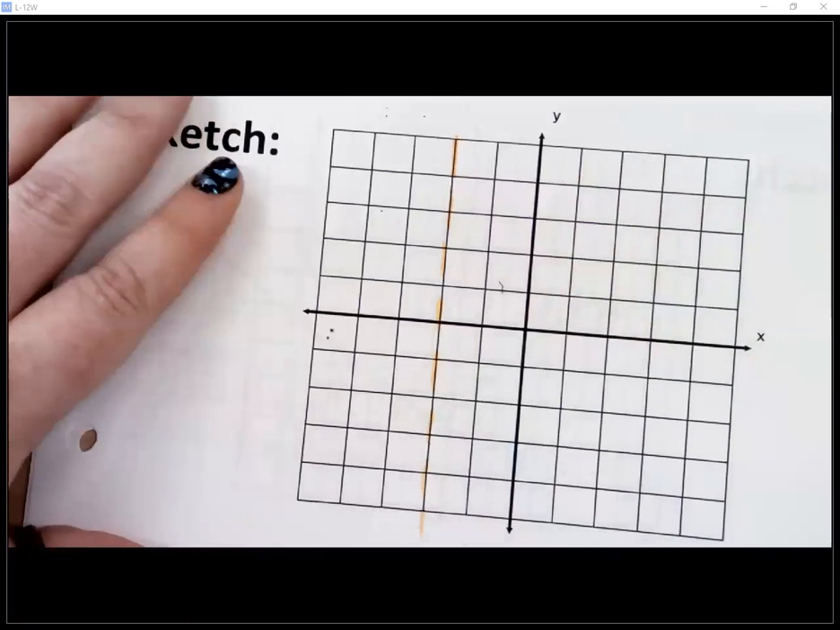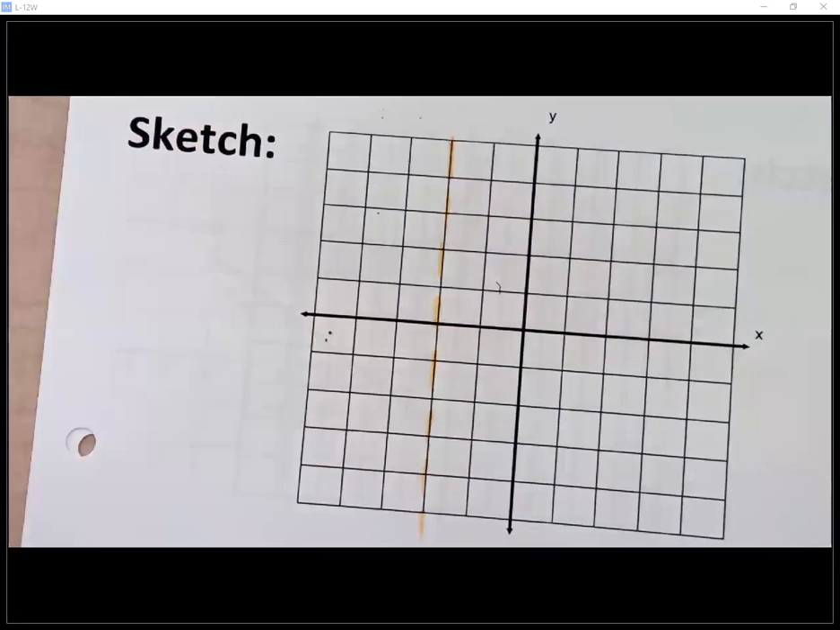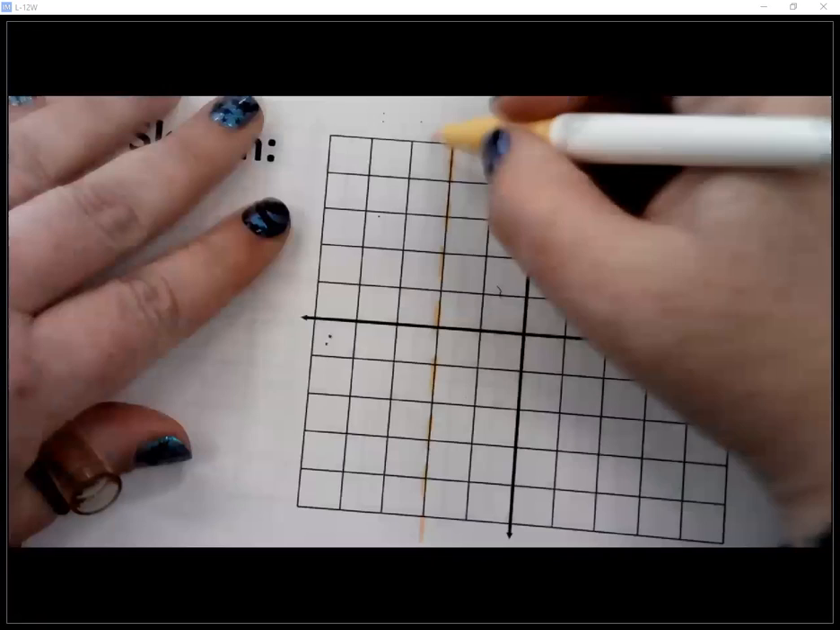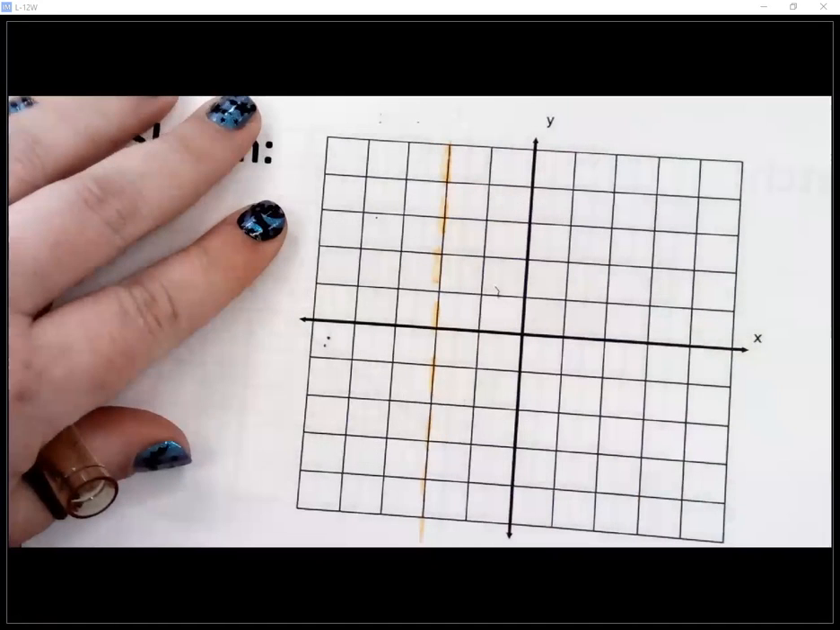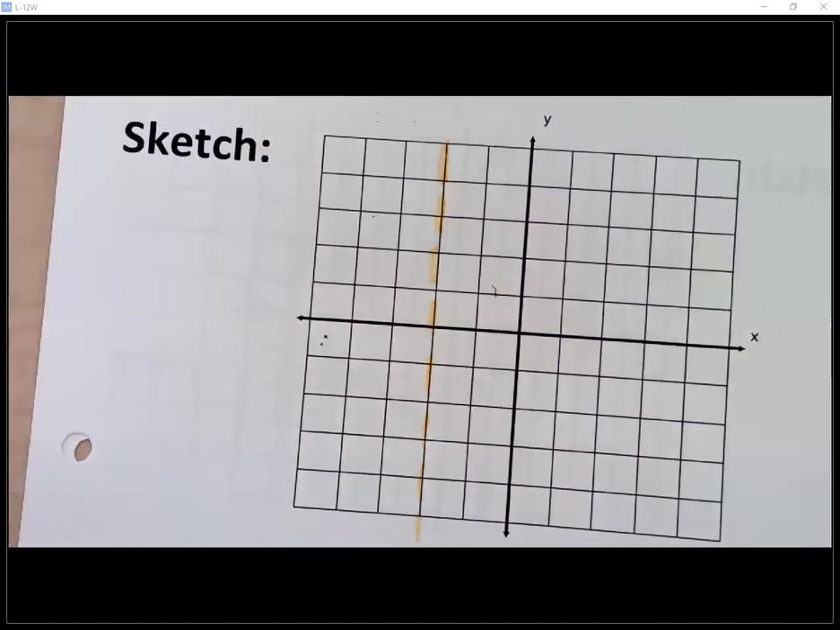Let me put something darker. Let's try this. This one's thicker. Does that show better? No. I'll try orange.